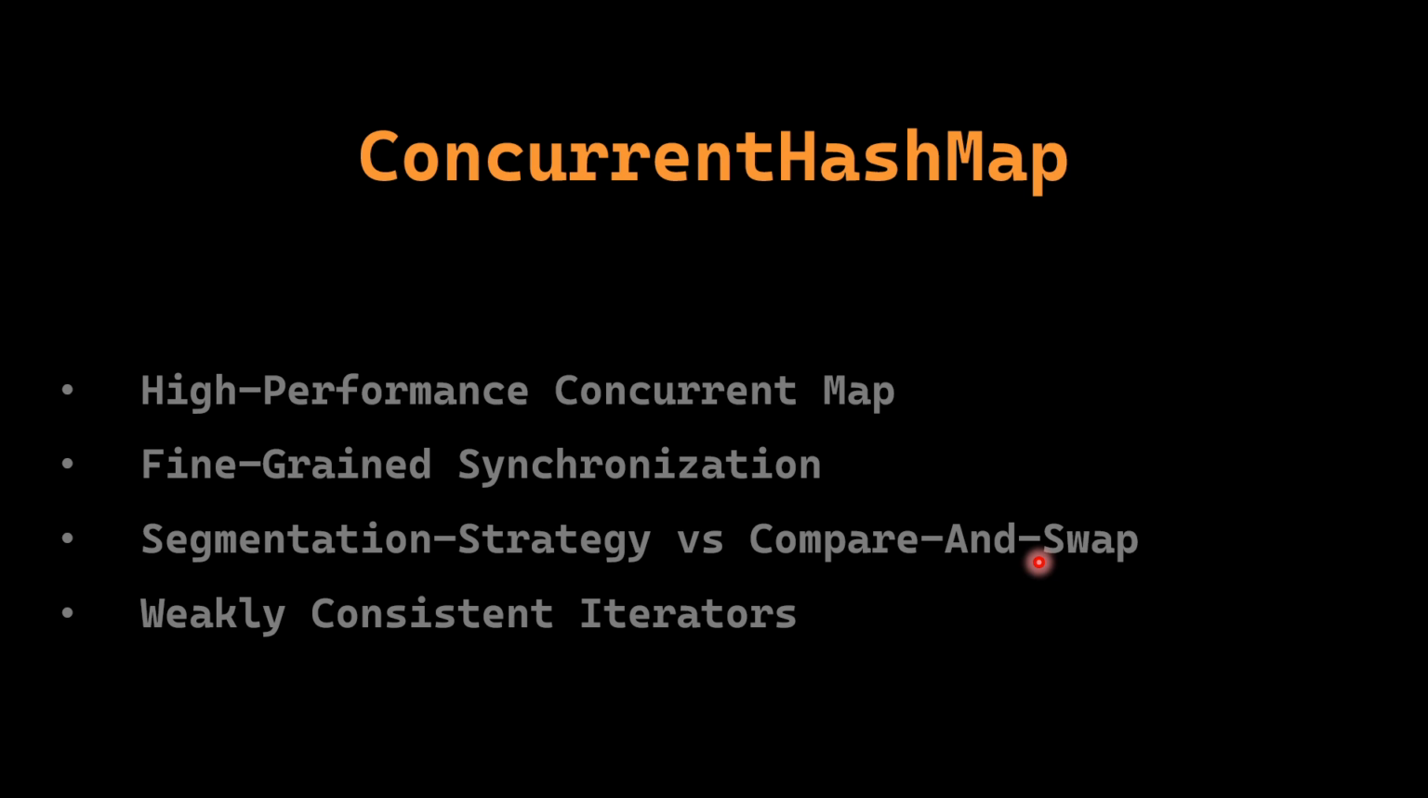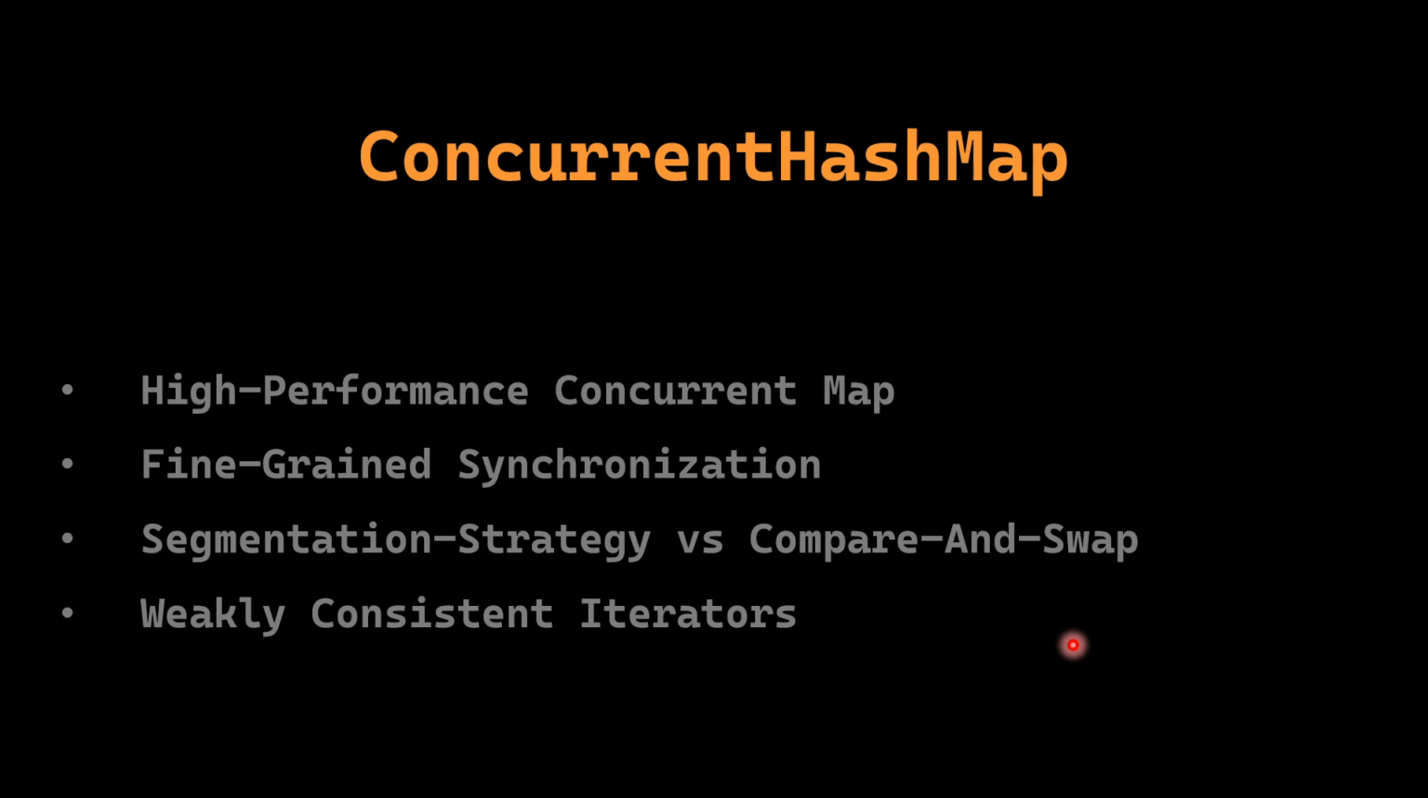Compare and swap, CAS, is a fundamental non-blocking atomic operation used in Java for concurrent programming. It updates a shared variable only if the variable's current value matches an expected value, thereby ensuring thread safety without an explicit lock. We'll revisit this concept when we discuss atomic classes in future videos.